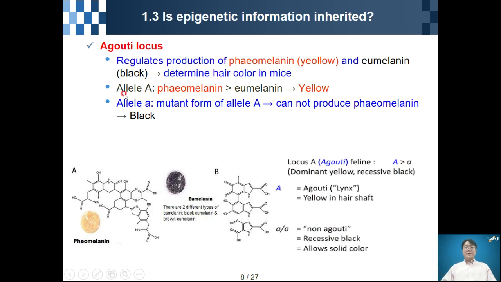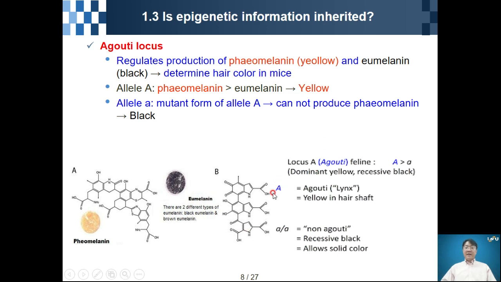Okay, so if there is a large A, it means that pheomelanin is produced more than eumelanin. So if the allele large A is present, pheomelanin is highly produced, and the eumelanin produced is very small. Most of it is pheomelanin. That's why the hair color will be yellow.